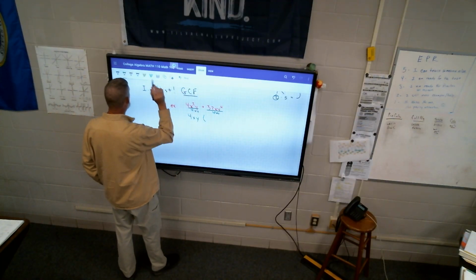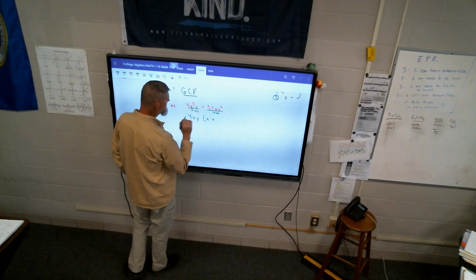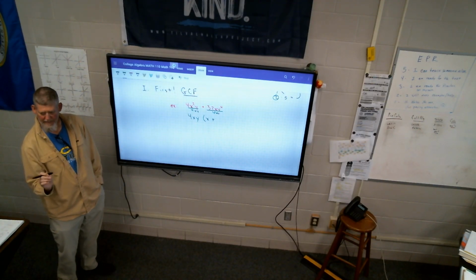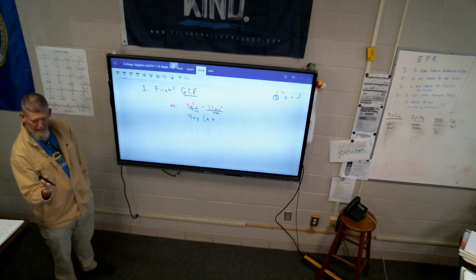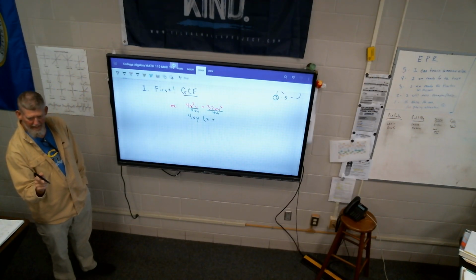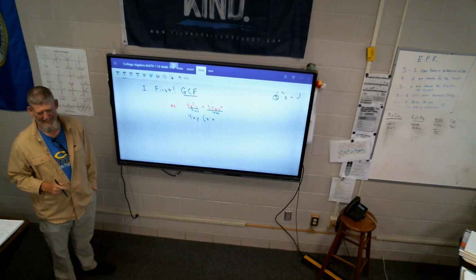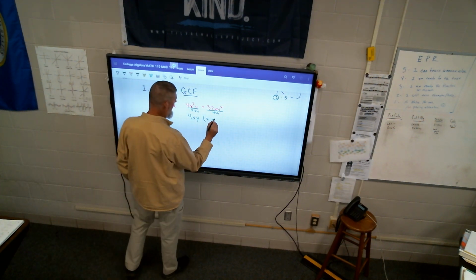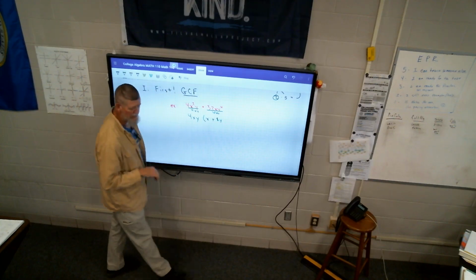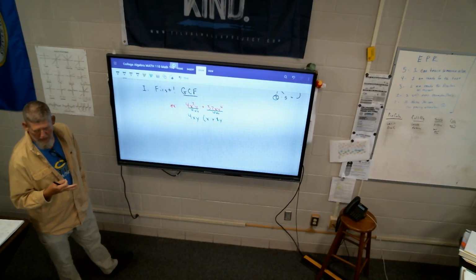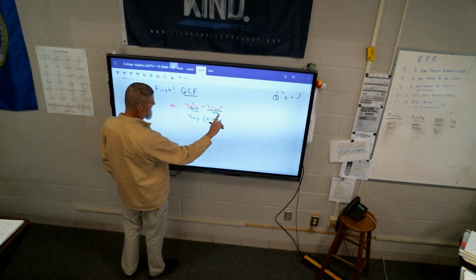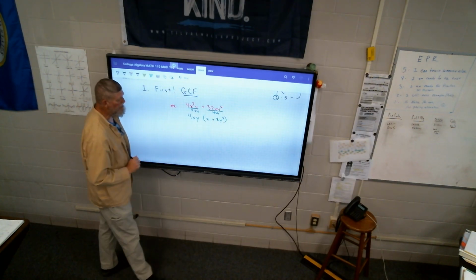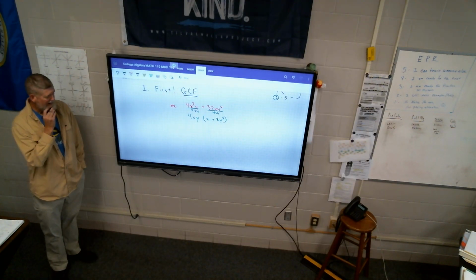Plus, if I take 4xy out of 32xy to the fourth, what do I have left? Eight, y to the, not fourth, but third, because there's 1 on the bottom, right? So you take that 1 out, so now you're left with 3 of them. And there's your greatest common factor.